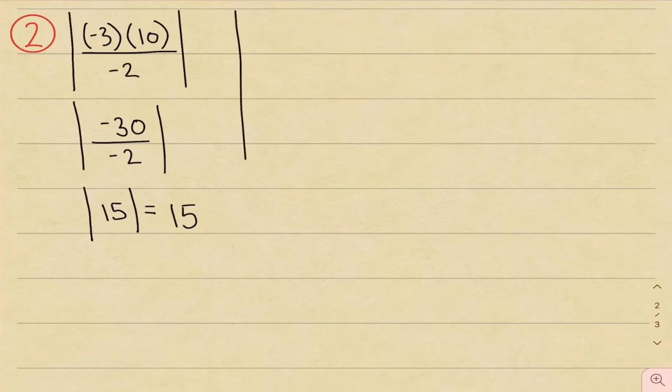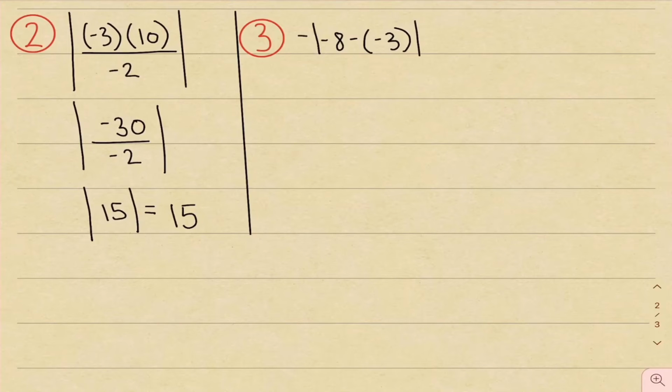Now let me do another problem. Problem 3. Let's say I have negative absolute value of negative 8 minus negative 3. Again, I'm going to work inside of the absolute value. I have a negative, and inside of the absolute value I have negative 8. Now I have negative 1 times negative 3, that's going to be positive 3. Again, I have negative. Now I have negative 8 plus 3. That's going to be negative 5.